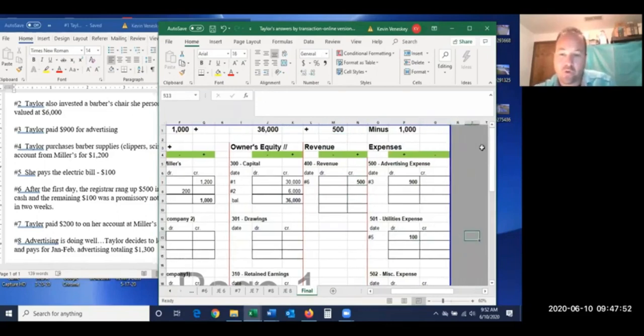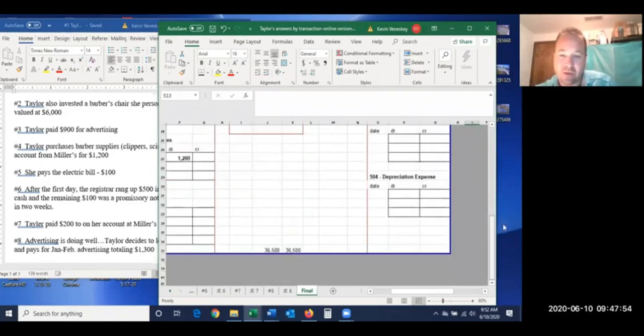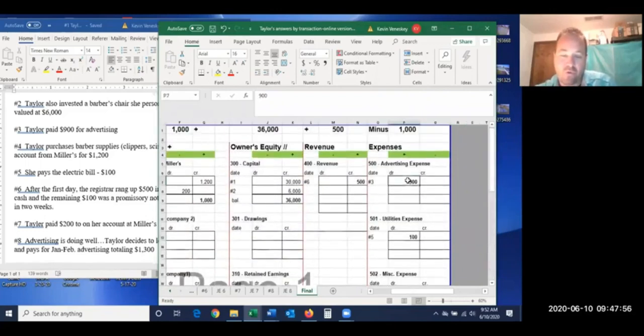I don't need to total any of the expenses. I didn't have any expenses that had more than one amount. So when I total up all of the expenses, my 900 and the 100, it comes out to be 1,000.